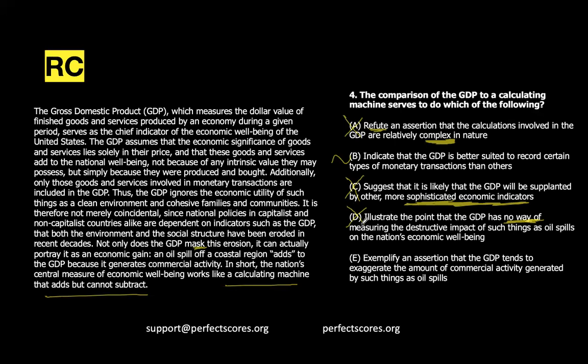E: exemplify an assertion that the GDP tends to exaggerate the amount of commercial activity generated by things such as oil spills. Okay, what do you think about E? I don't think so, because it just says generates commercial activity. We have nothing about exaggerate. So E is gone. B is the answer.